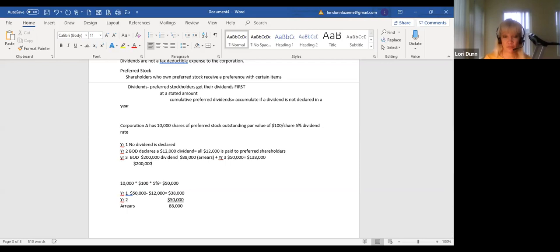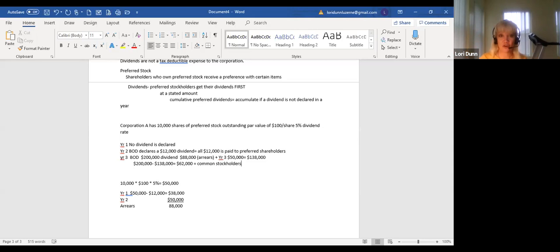The remaining $62,000 is how much of the dividend will go to common stockholders. And we didn't give you information about them, but there are common stockholders. Companies just don't have preferred stock. They usually start with common, and if they want to, they then go to preferred, or they'll offer both at the same time. But that's how being a preferred stockholder has benefits.